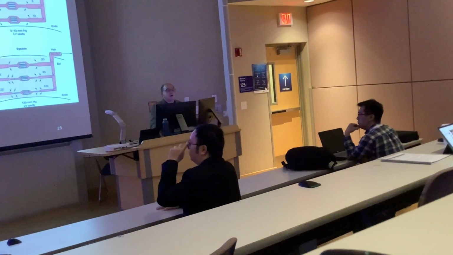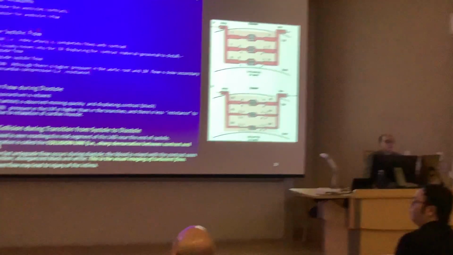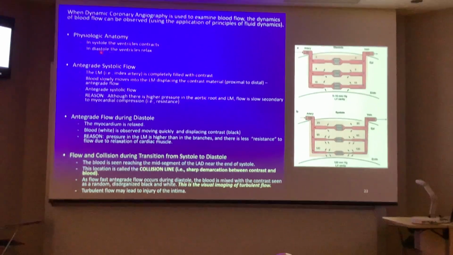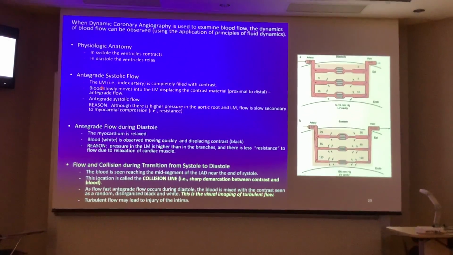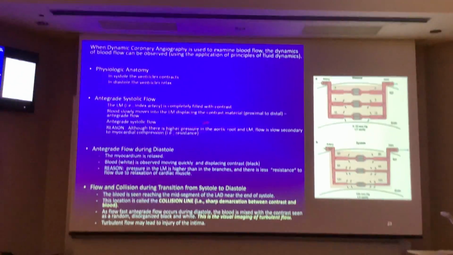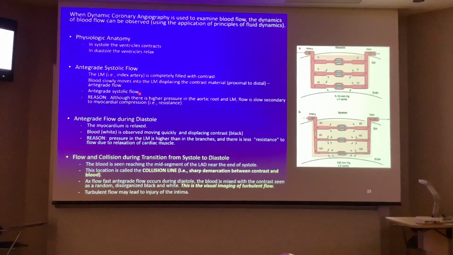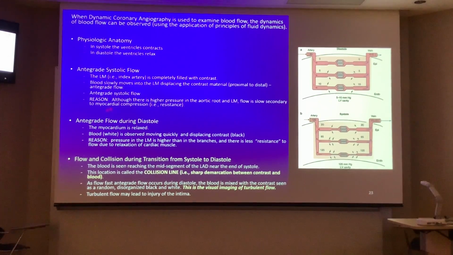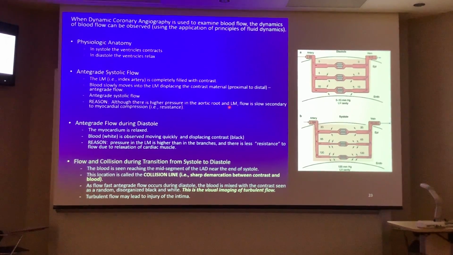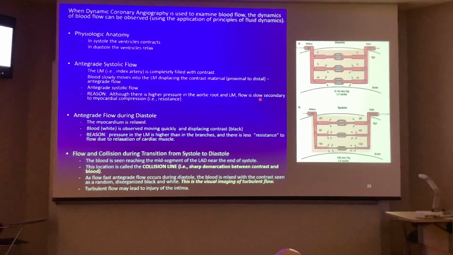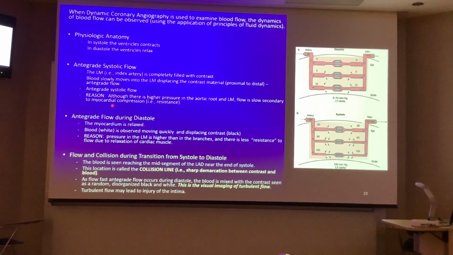As far as the physiological anatomy is concerned, in systole the ventricles contract, and in diastole the ventricles relax. In systole, there's antegrade flow. Initially, we observe that the left main is completely filled with contrast, and blood slowly moves in. So antegrade systolic flow is what we see in the heart. Why? Because the pressure is higher in the aortic root and the left main, but the flow is slow, secondary to the resistance created by myocardial compression.